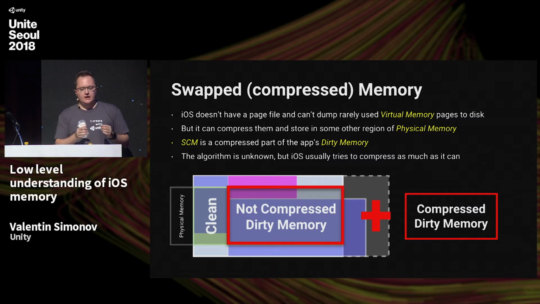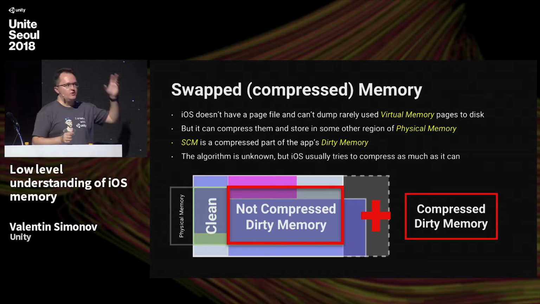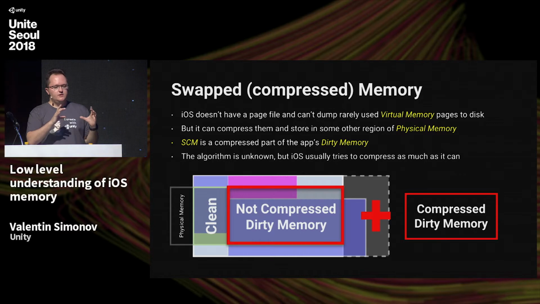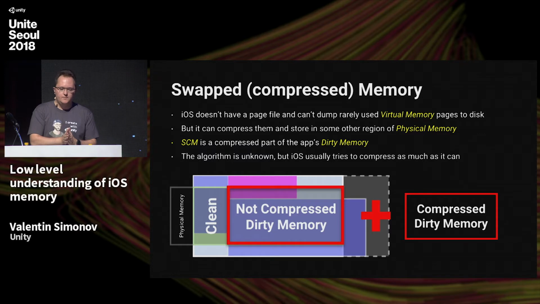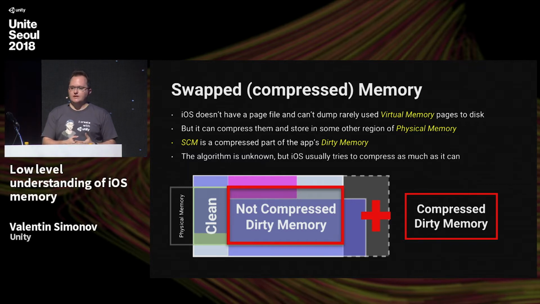So in other words, swapped compressed memory is a part of the application's dirty memory, but compressed and stored somewhere else. You can see here that there's dirty memory, which is in reserved memory right now, plus the compressed memory. The algorithm used by the OS to compress and to move pages is not known. But from the test, we see that iOS tries aggressively to do this and compress as much memory as it can.